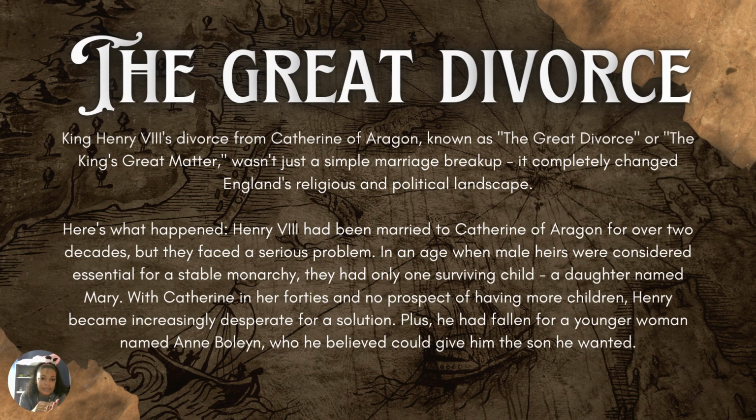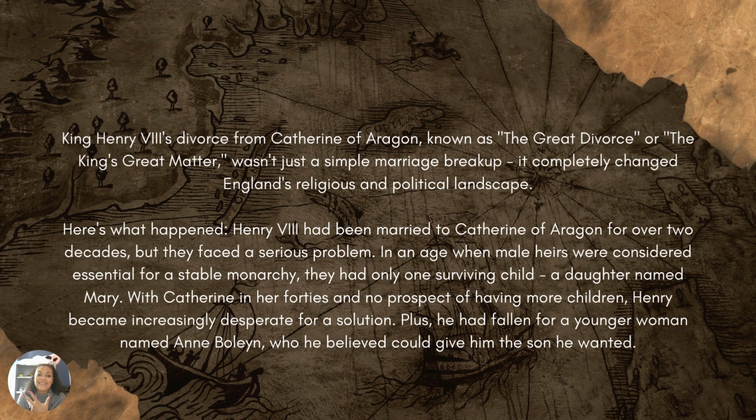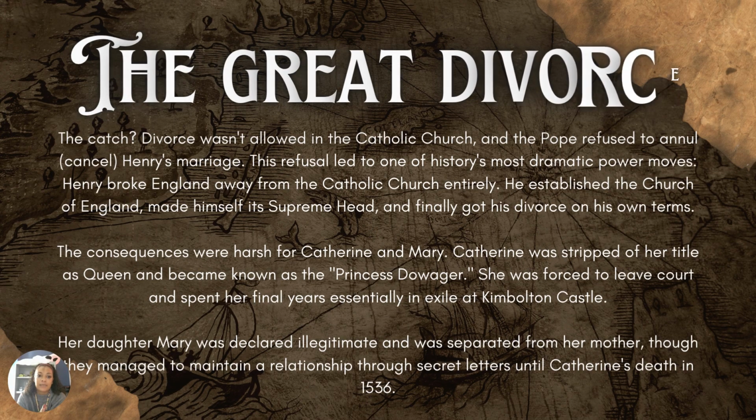So here's what happened. King Henry VIII had been married to Catherine of Aragon for over 20 years, but they faced a serious problem. In an age when male heirs were considered essential for a stable monarchy, they had only one surviving child, a daughter named Mary. We already know all this. With Catherine in her 40s and no prospect of having more children, Henry became desperate for a solution and fell for a younger person named Anne Boleyn, who promised she could give him the sons that he wanted.